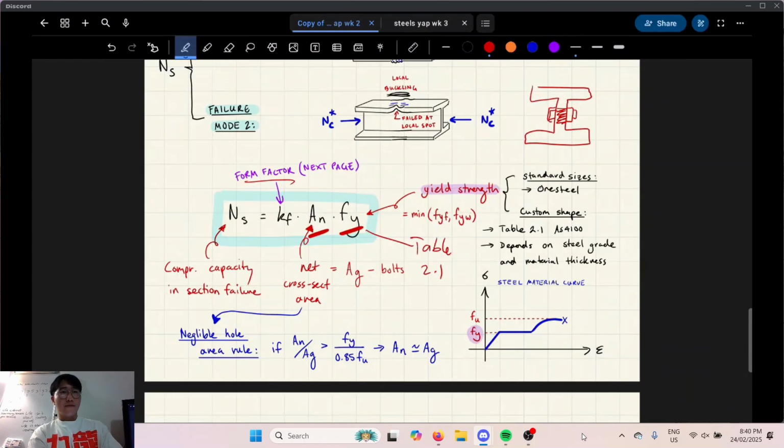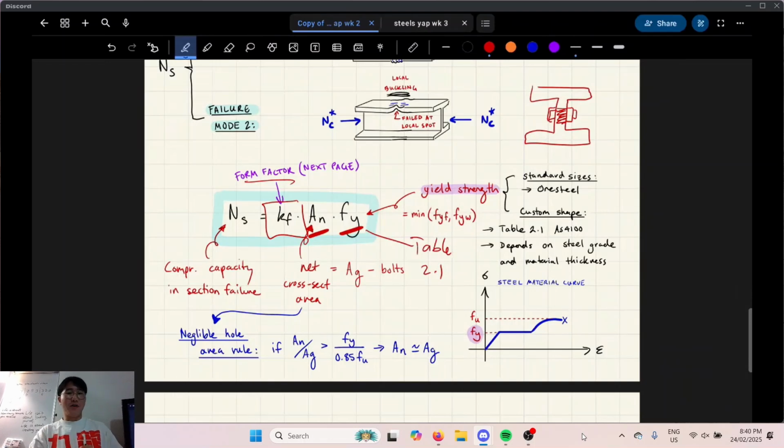things are a bit harder. Tension checks are about the same whether you have a custom section or a standard section, but for section capacity for compression, it's really painful. The whole reason is that you have to manually calculate KF. In one steel, KF is given to you.